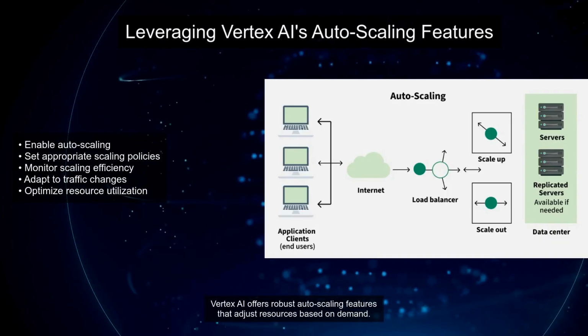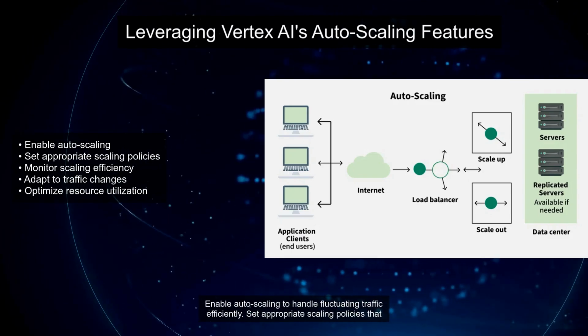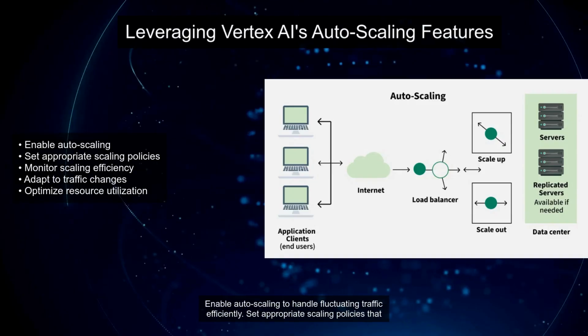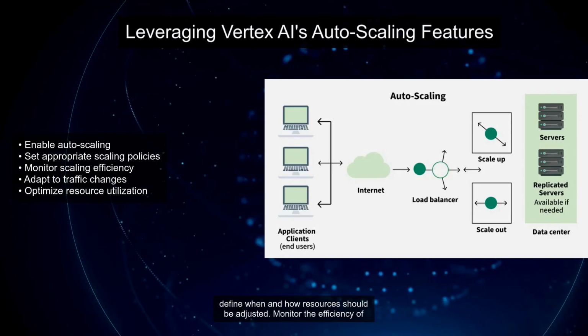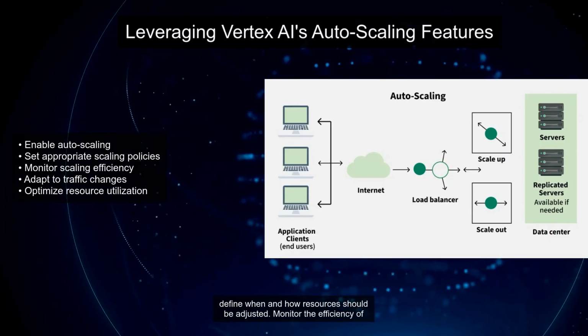Vertex AI offers robust auto-scaling features that adjust resources based on demand. Enable auto-scaling to handle fluctuating traffic efficiently. Set appropriate scaling policies that define when and how resources should be adjusted.